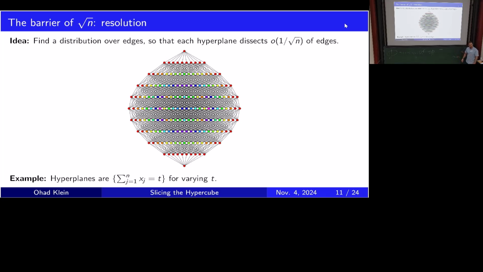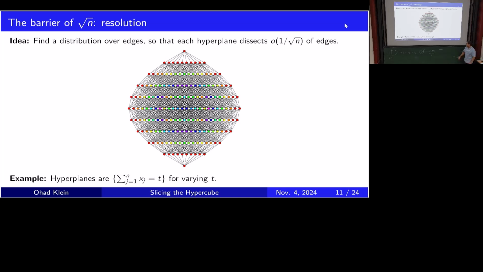Uniform on the levels and then uniform in each level? Right. So if we just choose a uniform layer in this picture and a random edge in this random layer, we are likely to evade any kind of hyperplane because the hyperplane will dissect 1 out of n layers. So this is a good idea.